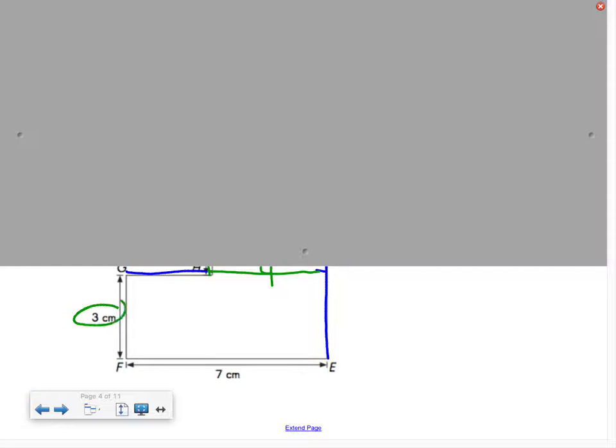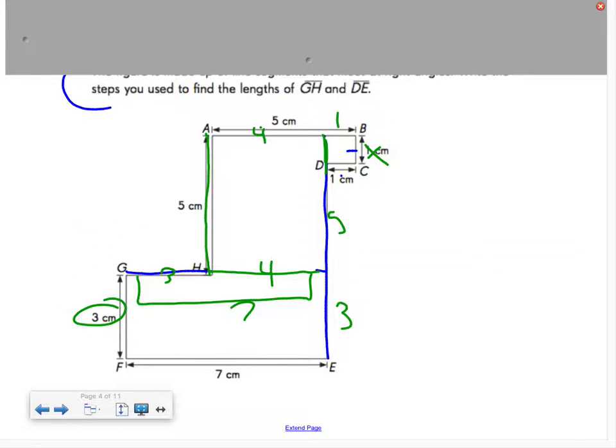If this side is 3, I know that this side is 3. And if this side is 7, I know that up here is 7. I already have 4 of it, so 7 minus 4 gets me to 3. So I know that that is 3. If I remove my cover, oh look, I've already figured out G to H. G to H is 3, because 3 plus 4 is 7. So I know GH equals 7 centimeters.